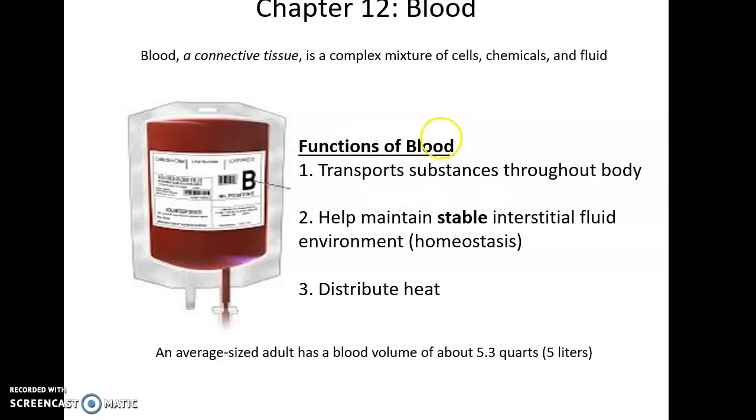And functions of blood include transporting substances throughout the body. Very, very important, moving things throughout the body: nutrients, wastes, oxygen, carbon dioxide, hormones, etc. Blood also helps to maintain a stable interstitial fluid environment. Interstitial, that's between the cells, that's in the tissues. The fluid in our tissues comes from blood. So the stability of blood's composition affects the stability of those fluids. And this is, of course, important for homeostasis, or maintaining a stable internal environment. And finally, blood can also distribute heat throughout the body.